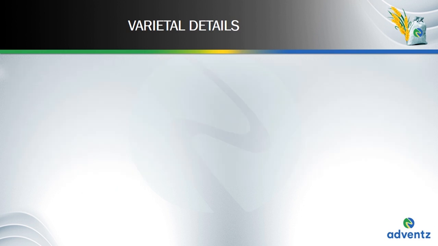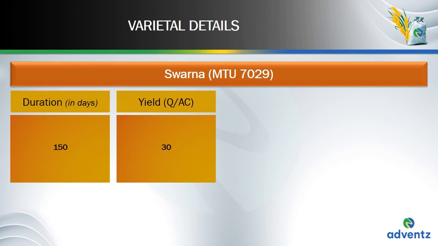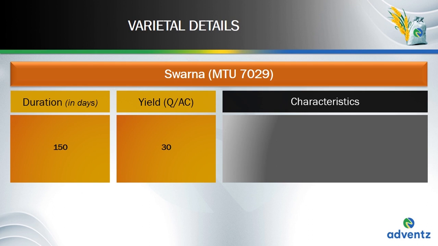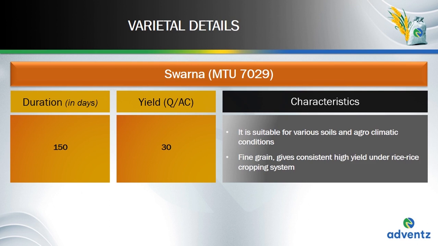The next variety that we'll talk about is called Swarna or MTU 7029. This variety can only be planted in the Kharif season and takes 150 days to mature. Swarna gets a yield of 30 quintals per acre, and the characteristics of Swarna are that it is suitable for various soils and agroclimatic conditions. It has fine grain and gives consistent high yield in the rice cropping system.